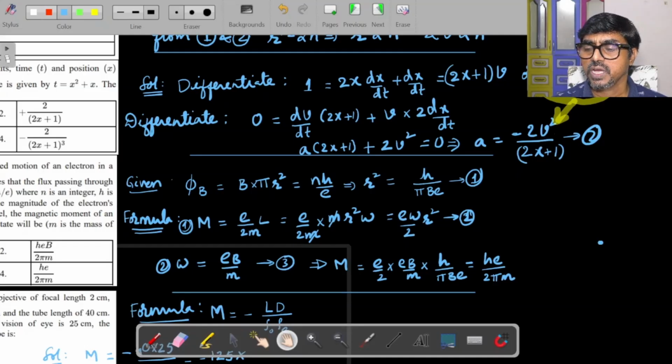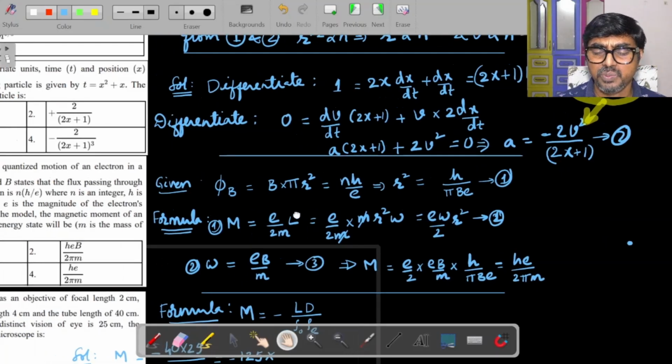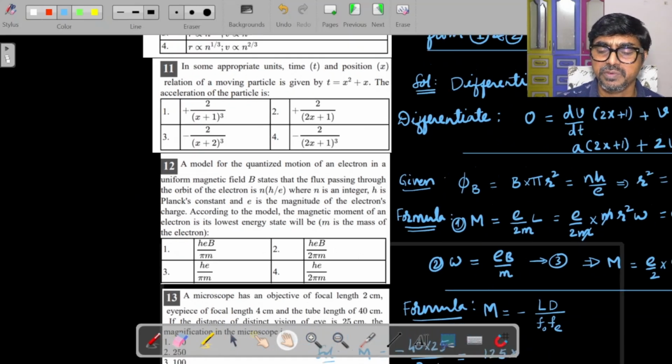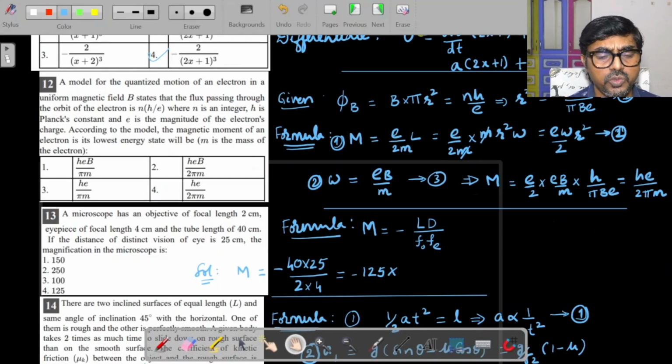So already you have 1 by 2x plus 1 whole square. So 1 by 2x plus 1 whole cube you will get. It's a simple differentiation, we have to do it. Answer is going to be the fourth one. I don't want to discuss much about this question. So 12th question, let us go on.